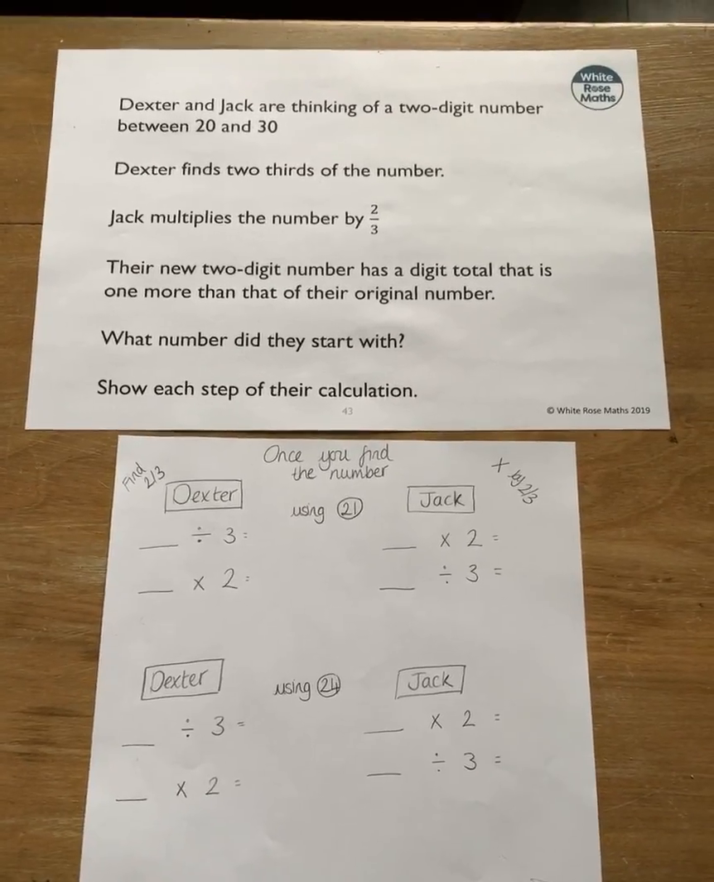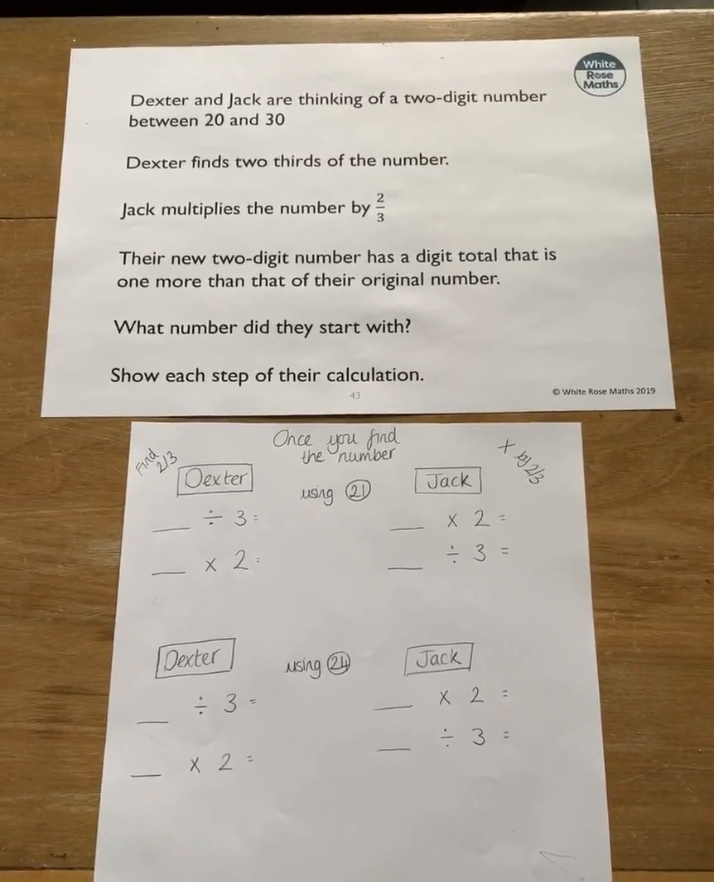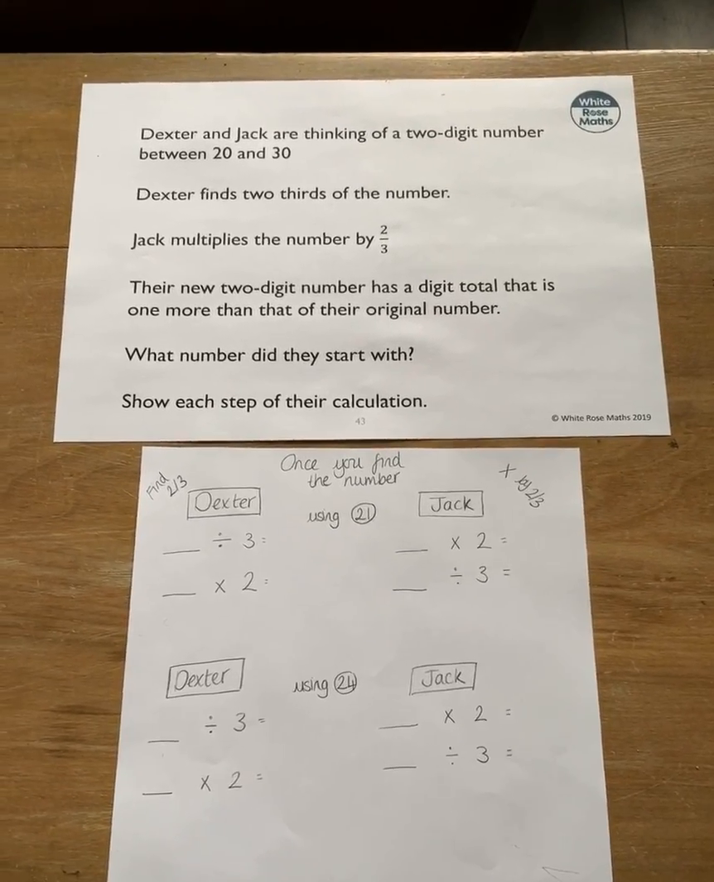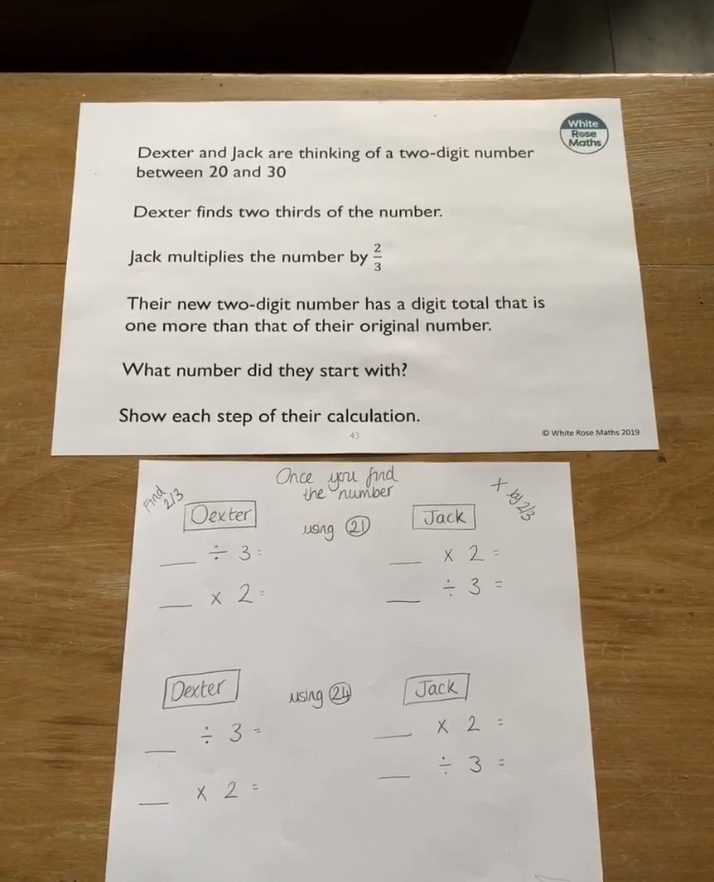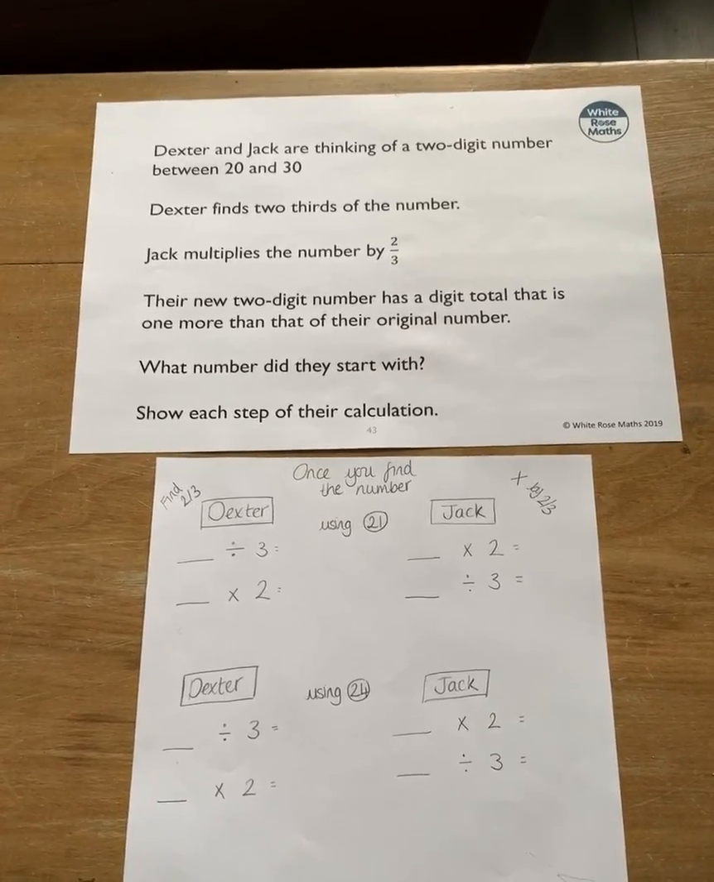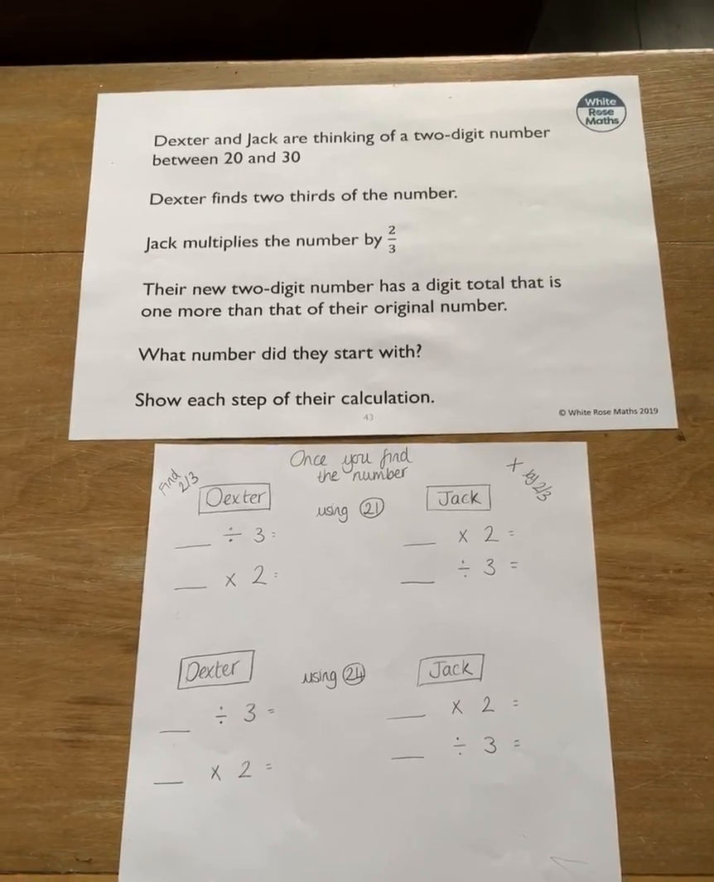So I've got question 43 here. Dexter and Jack are thinking of a two-digit number between 20 and 30. Dexter finds 2/3 of the number. Jack multiplies the number by 2/3. Then the new two-digit number has a digit total that is one more than that of their original number.